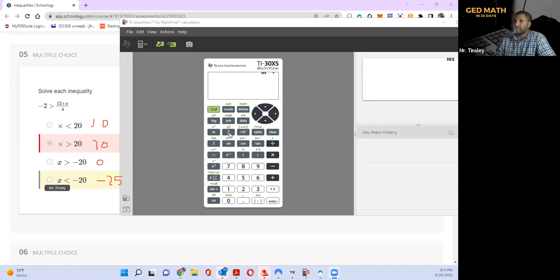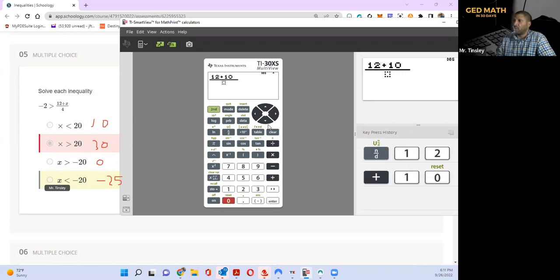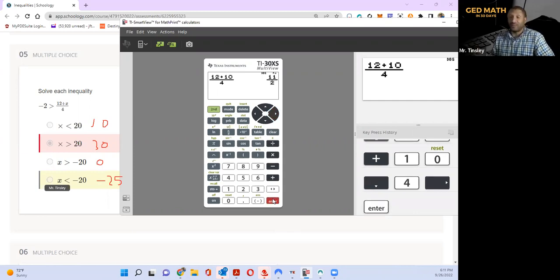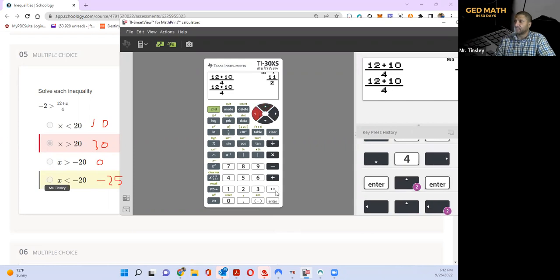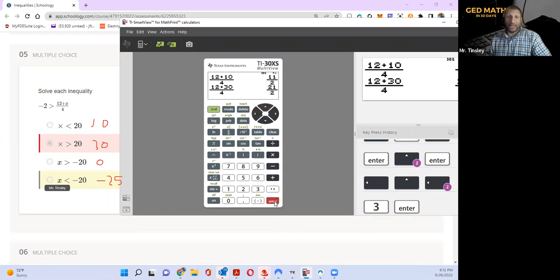So 12 in D, 12 plus 10 over 4, right? Because if I put that 10 in, if I substitute it in, watch what happens. Is -2 greater than 11 over 2? No, a negative number can never be greater than a positive number. So it's not A. All right, so we go back in. We change that 10 to 30. Okay, again, -2 cannot be greater than a positive number. So we know it's not the second one.